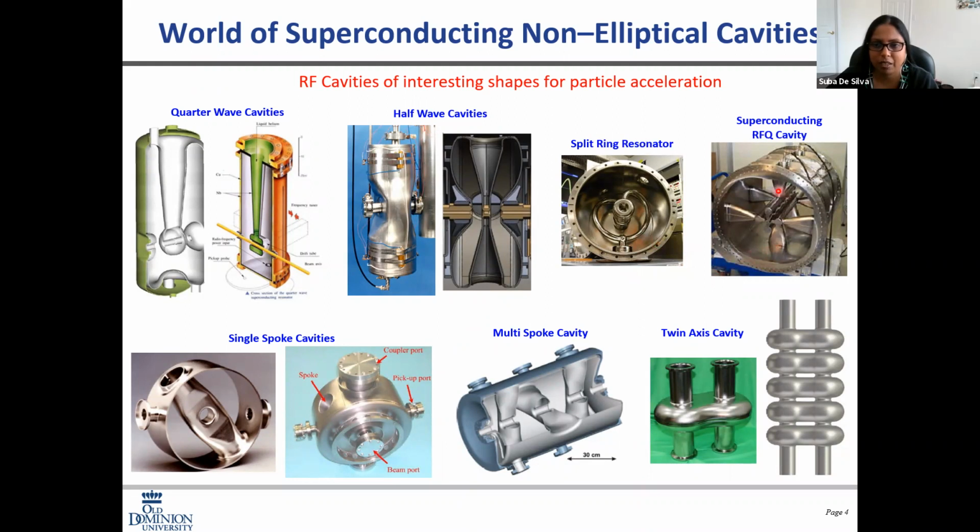And then you have superconducting RF cavities, the single-spoke cavities. In the spoke cavities, you can even have multi-spoke. And then finally, something called a twin axis cavity. So I will go through most of these cavity geometries and explain their properties, their advantages, and how we can use them in particle accelerators.